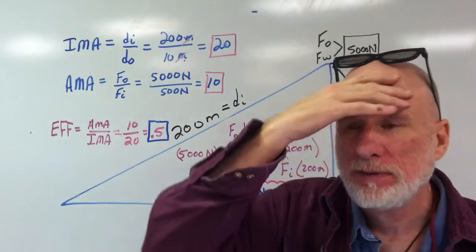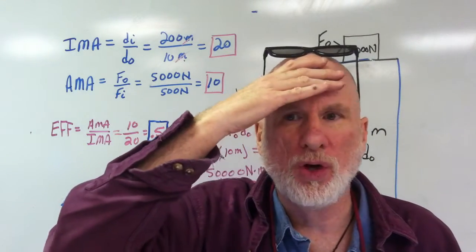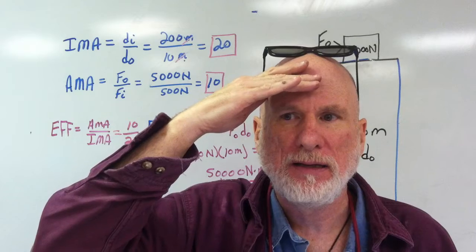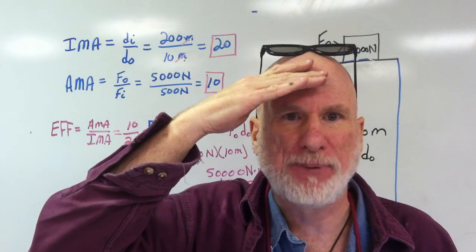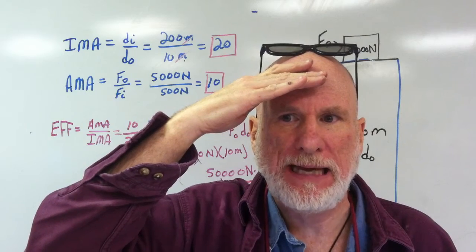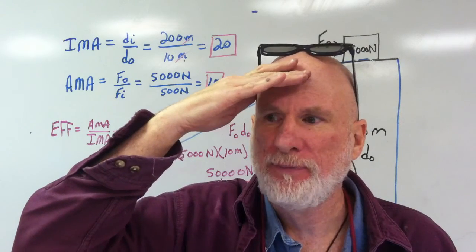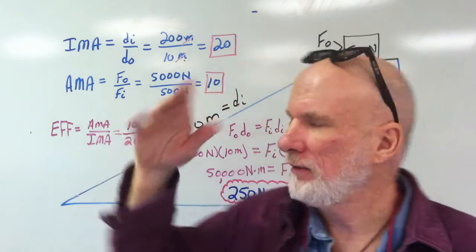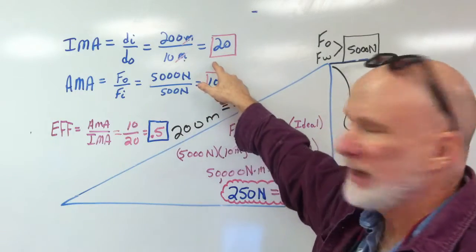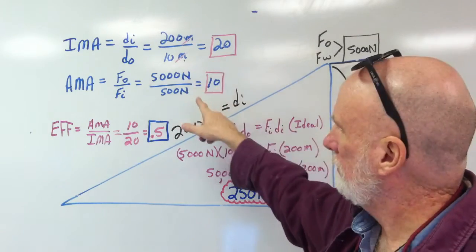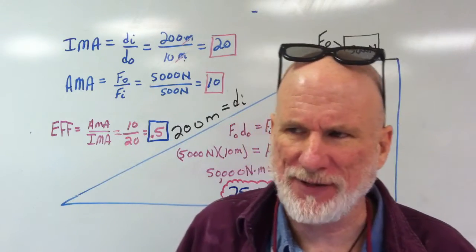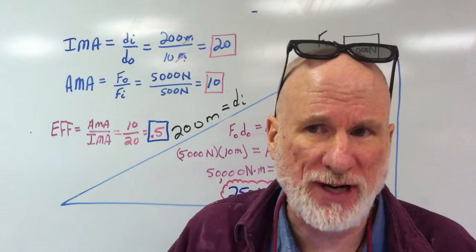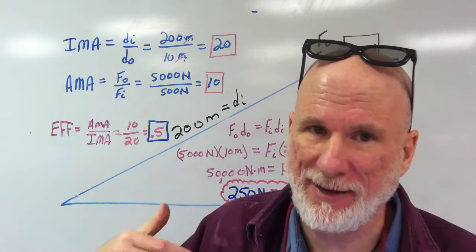Now, what would the ideal input force be if the IMA is 20 and the AMA is 10? There's going to be friction involved here. So how much is the friction? Well, I don't have that on the board.